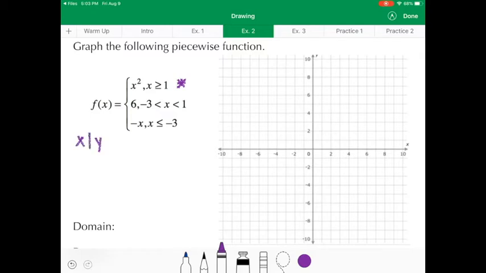I'm going to make a quick little XY table for this. And the key here is in the domain that is associated with that rule. That tells you what values you're allowed to plug in for x. So I'm going to plug 1 in. 1 squared is 1. Go ahead and plot it. And I'm going to plug 2 in. We know 2 squared is 4. And I'll plug 3 in. 3 squared is 9.